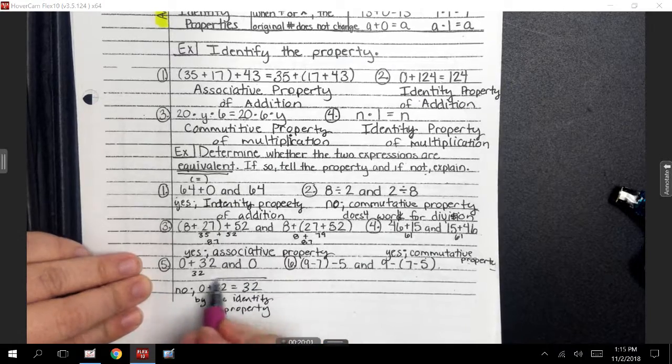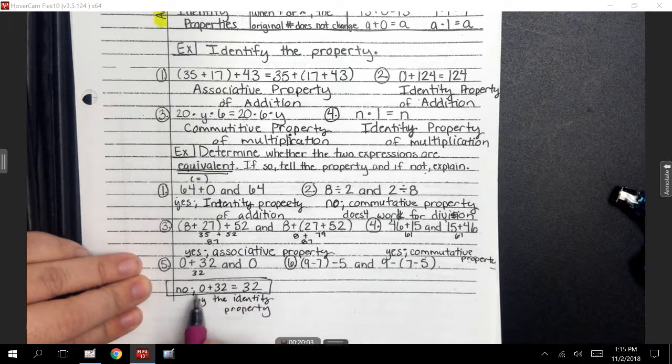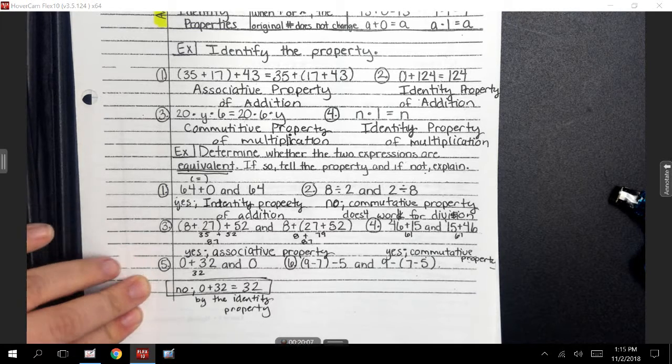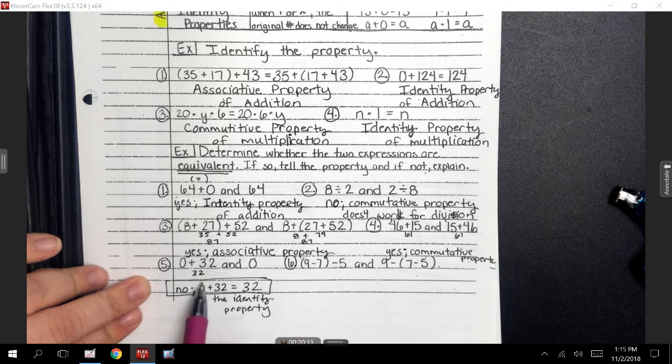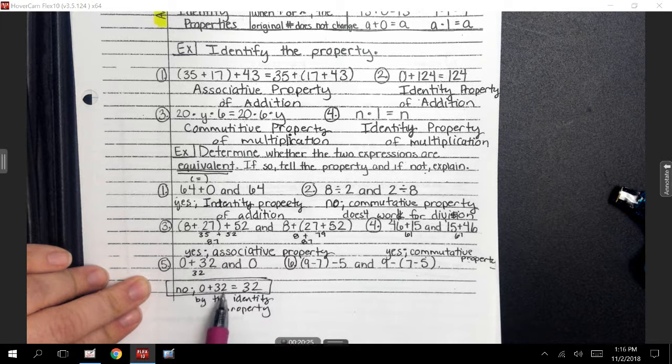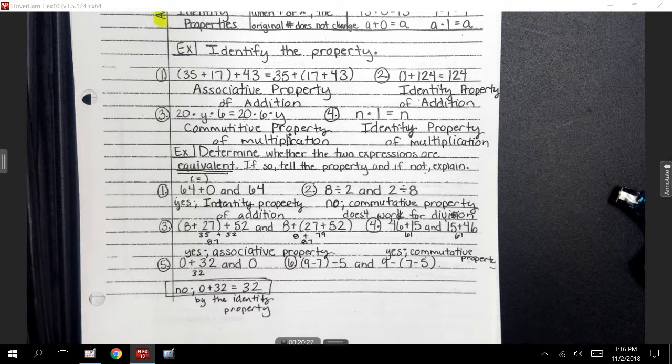Guys, I'm okay if you can get me this, no, because 0 plus 32 equals 32, that's fine with me. My advanced baby darlings, I love y'all. I love this. This even specifies by the identity property. Now, y'all regular Math 6 folks, I expect y'all to step up. Tell me that property too, okay? This is what we're really looking for, all right? But again, if you can tell me no because 0 plus 32 is 32, I'm good with that, all right?